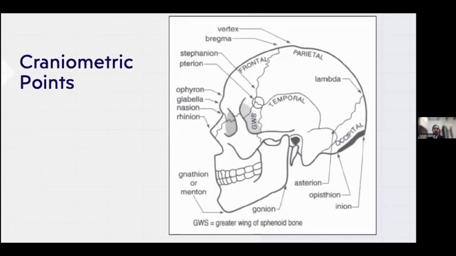Further posteriorly, the lambda, formed by the intersection of the sagittal and lambdoid sutures, corresponds to the posterior extent of the superior sagittal sinus and helps to delineate the parieto-occipital region. It's particularly useful in orienting occipital and posterior parietal craniotomies.